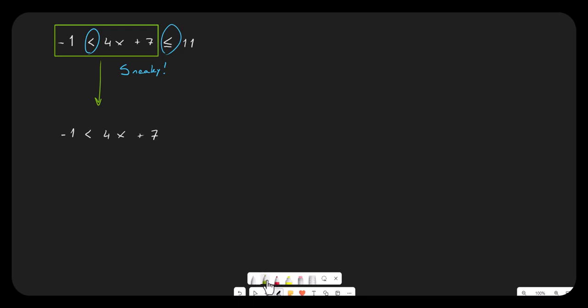I'm going to peel back the layers. So right now I've got x being multiplied by 4, then I'm adding 7. I'm going to treat this effectively like an equal sign. So the first layer I have to take away is this 7. -1 minus 7, that's -8.